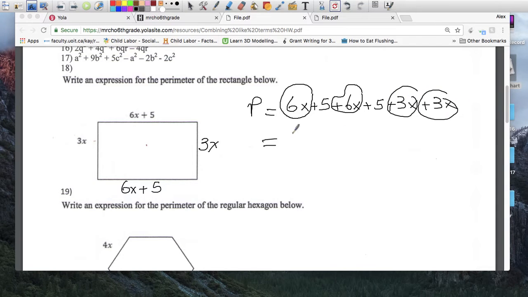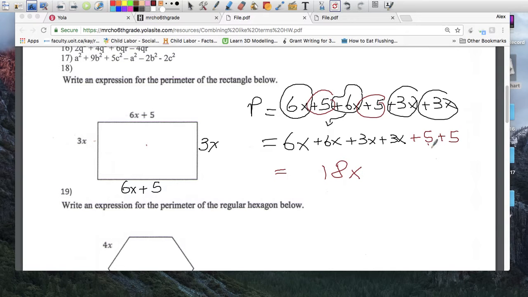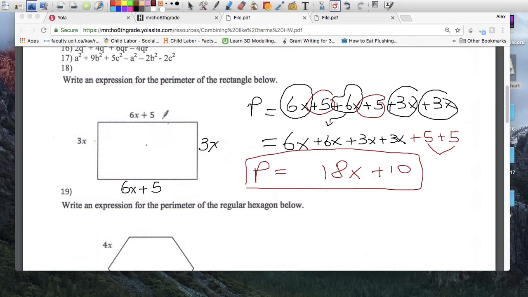So let me just put them together. 6x, I'll bring this one over here, plus 6x, and then the last two at the end, plus 3x, and plus 3x. And then we have two terms, plus 5 and plus 5. These are numbers with no variables, constants, so I'm going to put them at the end, next to each other, because we can combine them. 6x plus 6x is 12x, plus 3 is 15, plus another 3 is 18. I have 18x in total. And 5 plus 5 is simply 10. So the perimeter of this particular rectangle, that side plus that side plus that side plus this side, equals 18x plus 10.